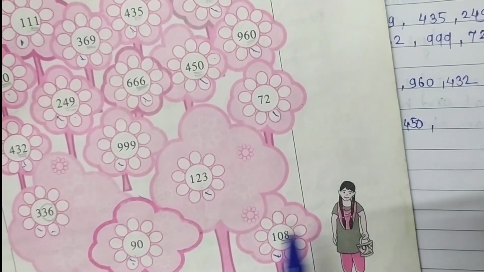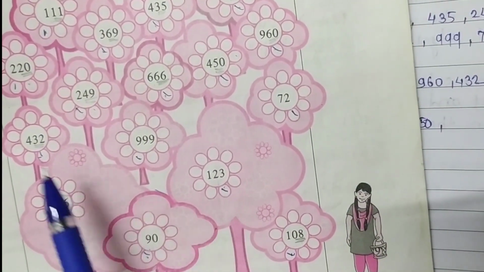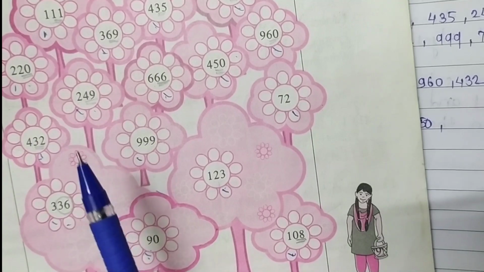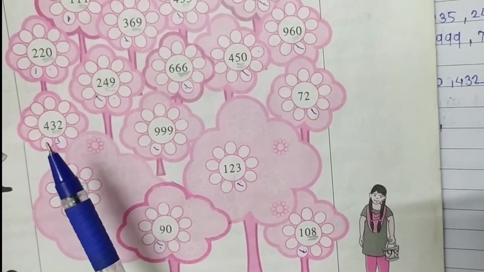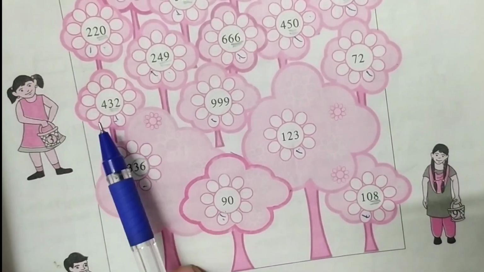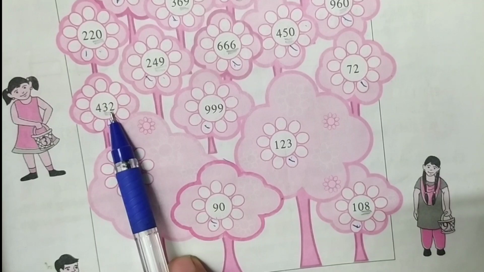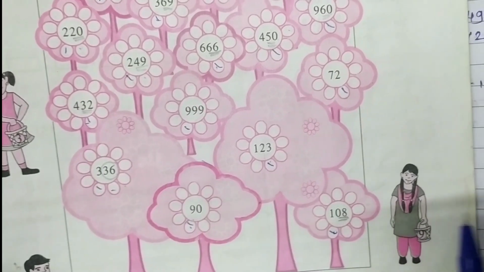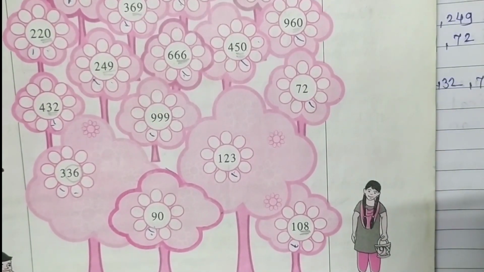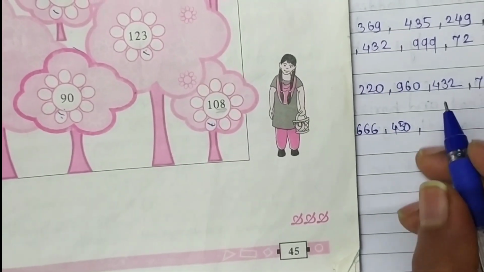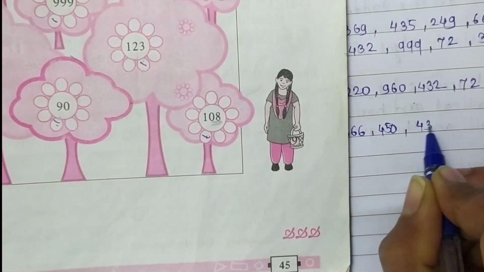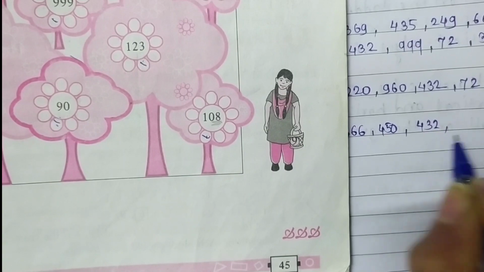Now the next flower has the number 432. When we add these digits, we find the sum 4 plus 3 is 7, plus 2 is 9, and 9 is divisible by 9, so we can take the flower from this tree. Write right here the 432 number of flower.